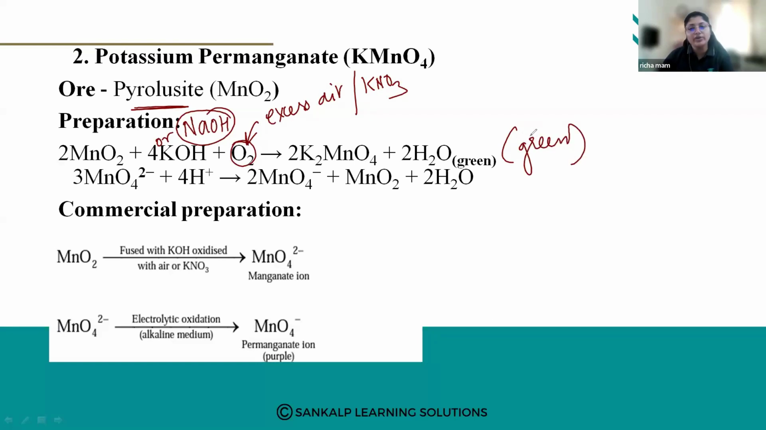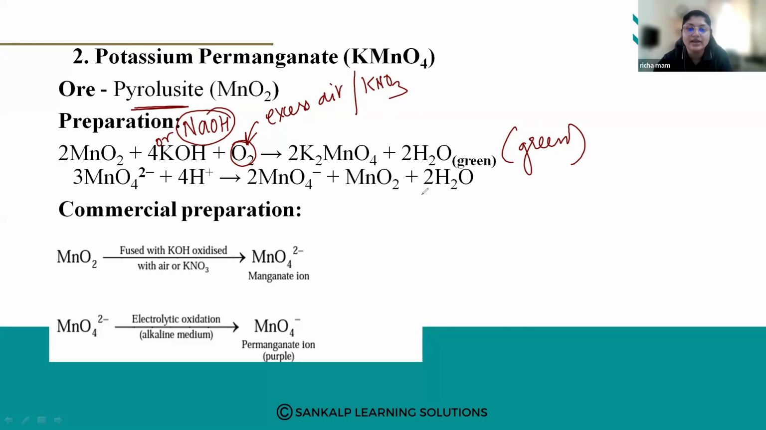So what we are going to do? We are going to take pyrolusite and react it with a base like sodium hydroxide or potassium hydroxide, and we are going to use an oxidizing agent like potassium nitrate or excess of air. We are going to get a green color solution, which is K2MnO4.